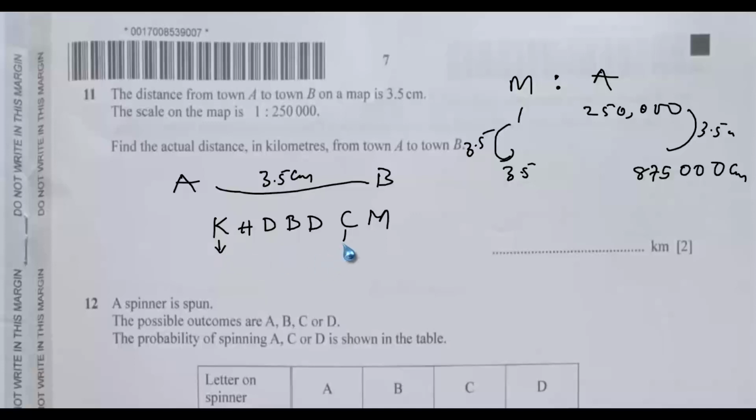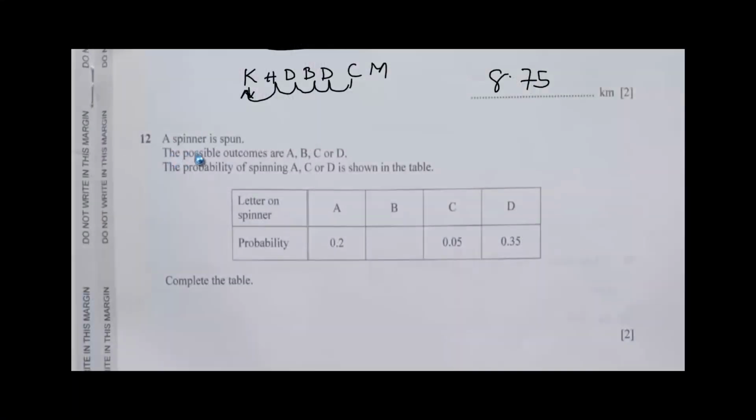So that means from centimeters to kilometers, we have to shift the decimal point 1, 2, 3, 4, 5. So we shift the decimal point backward 5 times. Currently the decimal point is after the last 0, then it will be 1, 2, 3, 4, and 5. So that means our answer in kilometers will be 8.75 kilometers.